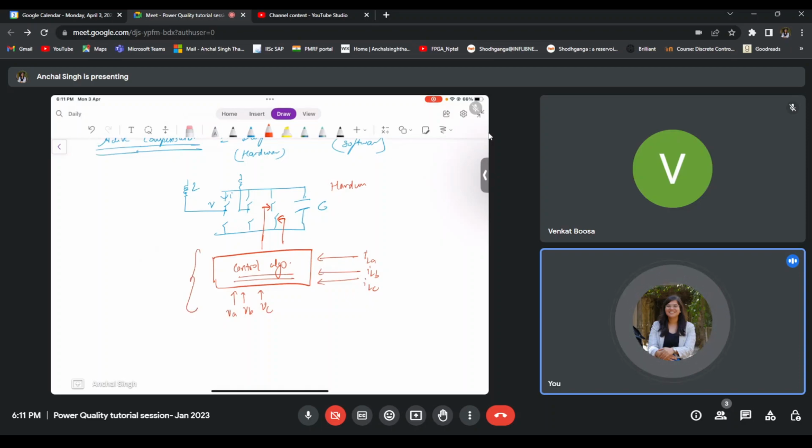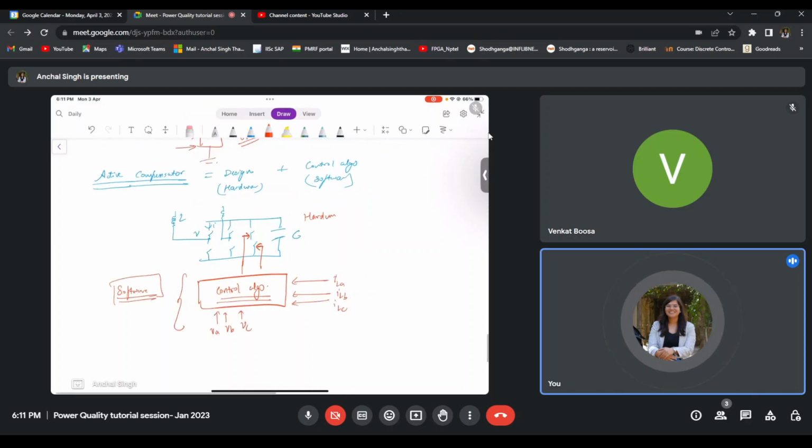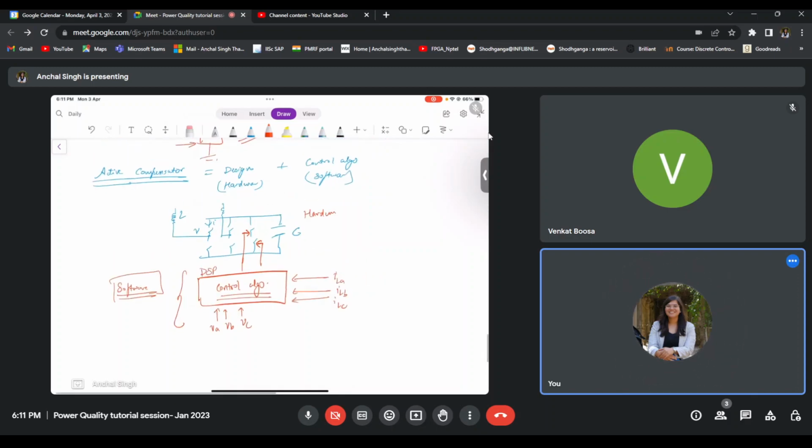And in this control algorithm part, the most complex part is writing the software, and these algorithms are written inside our DSP or control boards. So this is the overall system that exists in power quality improvement.